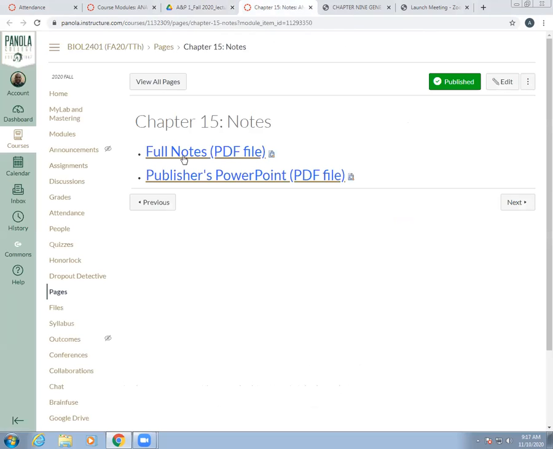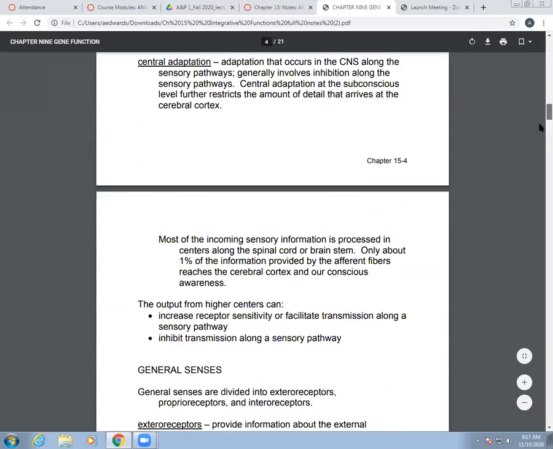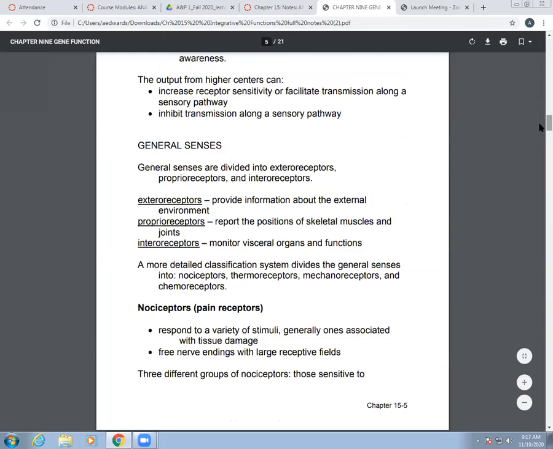All right, so we'll pick up where we left off in chapter 15. I believe we left off in the last video on general senses. So in your general senses, remember these are different from your special senses. So you have exteroreceptors, proprioreceptors, and interoreceptors. So these are different receptors you have to sense things. All right, these are more general in that you'll find these throughout your body.